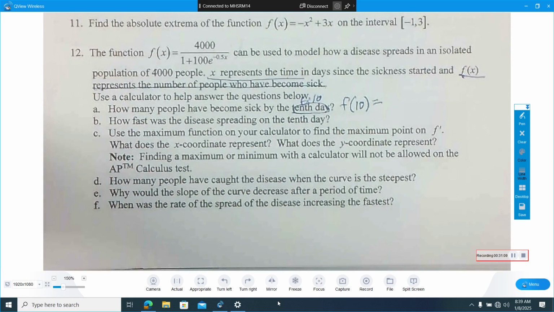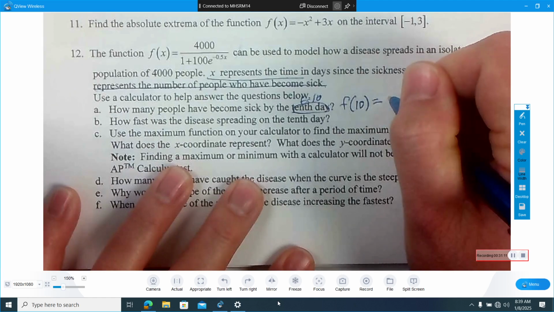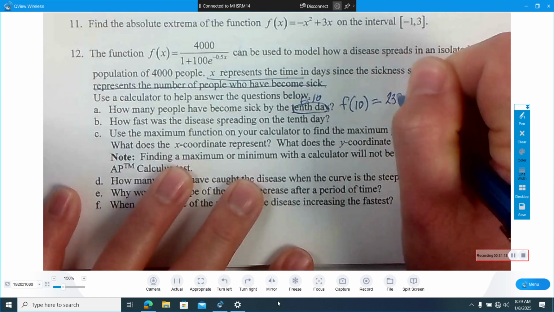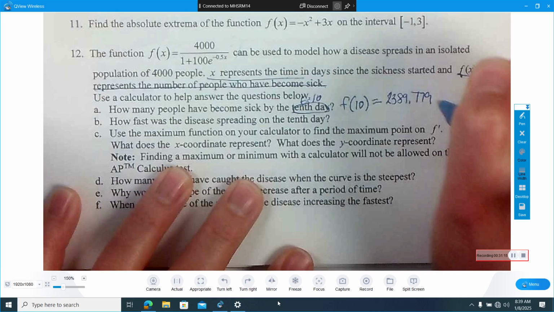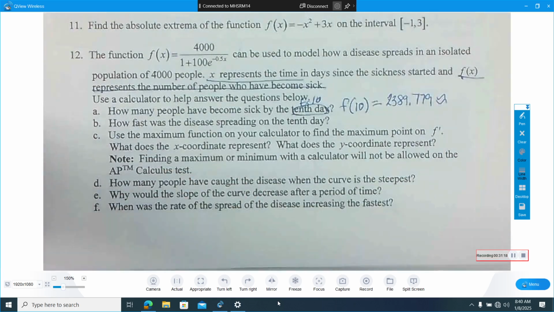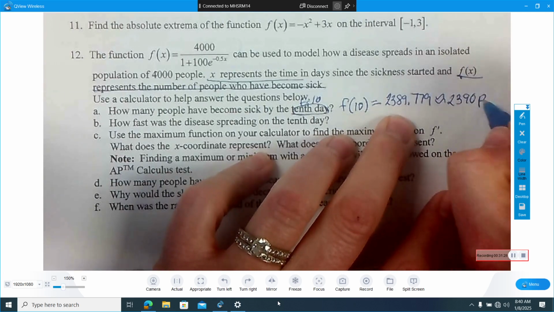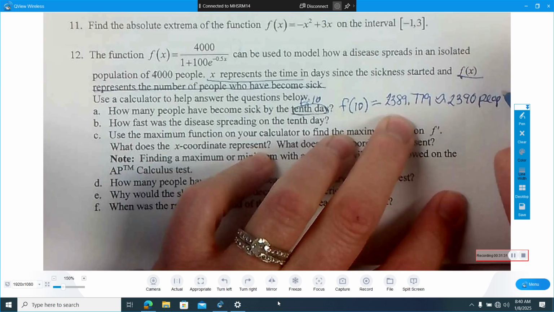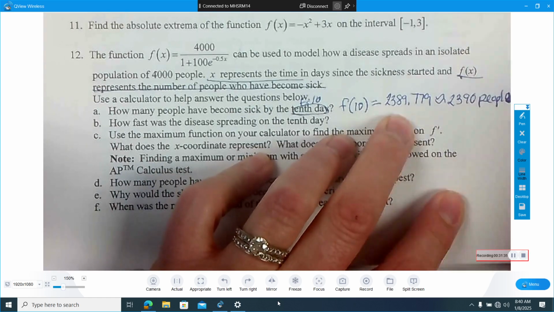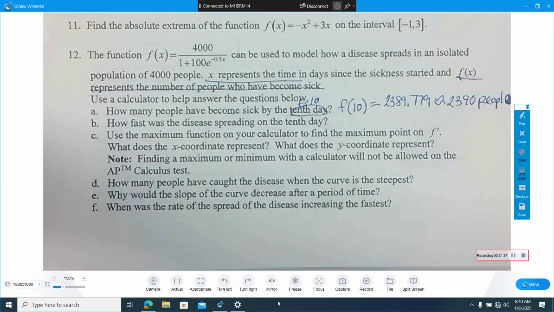2389.779. On the AP test, you always have to maintain at least 3 decimals. But of course, we're talking about people here, so what would be a logical answer? Yeah, 2,390 people sick. So 2,390 people are sick on day 10.